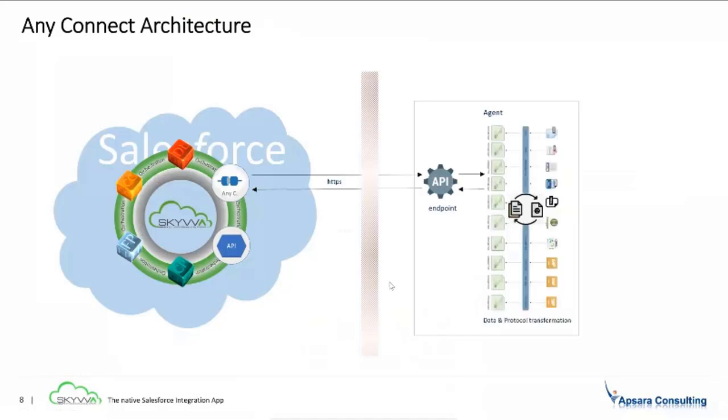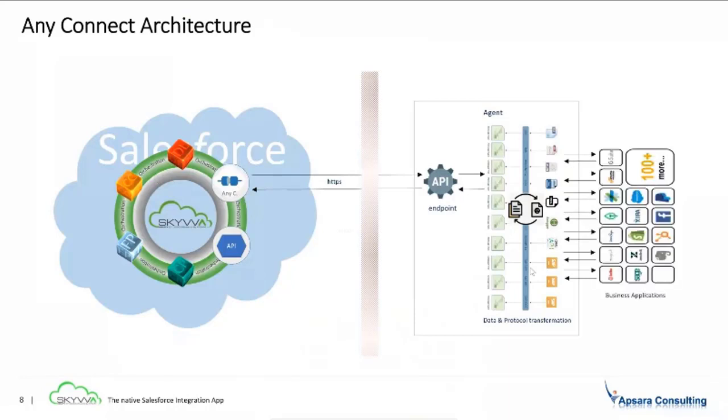Then the agent is connecting and using the Apache Camel, and we are doing data transformation or protocol transformation here, and then we can connect to different business application systems that are behind the Apache Camel.